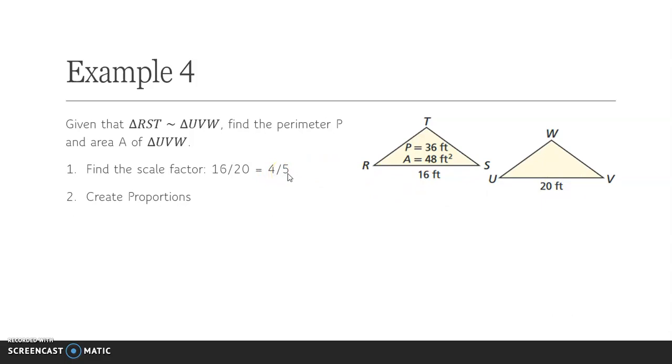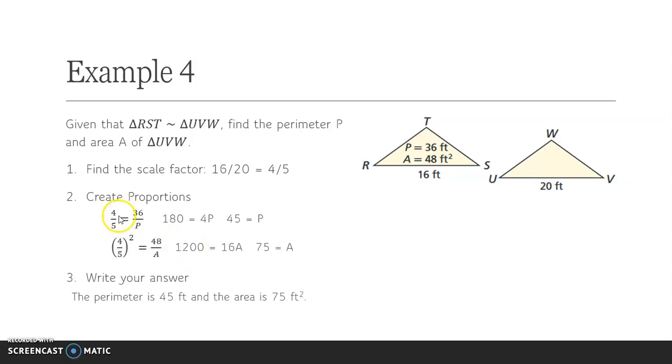Now what we're going to do is create some proportions. Remember, for perimeter, I can just keep this scale factor and do a ratio with my perimeters, 36 over x, and solve for that. For area, I would have to square these numbers here, so 4 squared and 5 squared, and put those in a ratio. And it's going to equal 48 over x. So see if you can create those proportions and solve for perimeter and area, and then come back to check your answer.